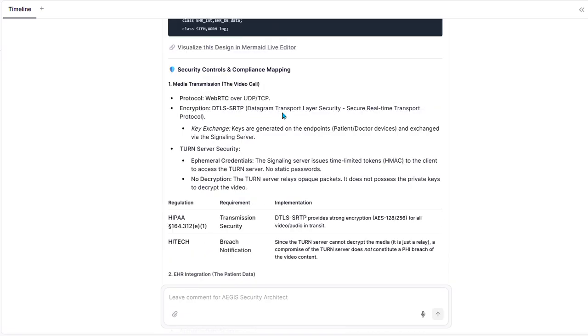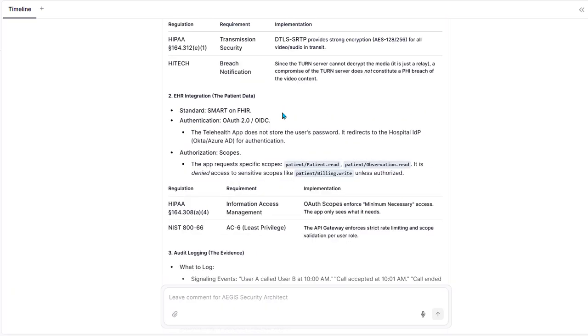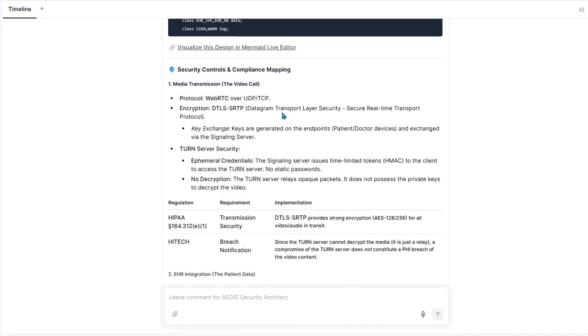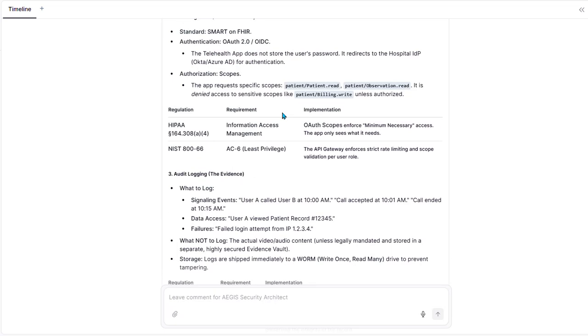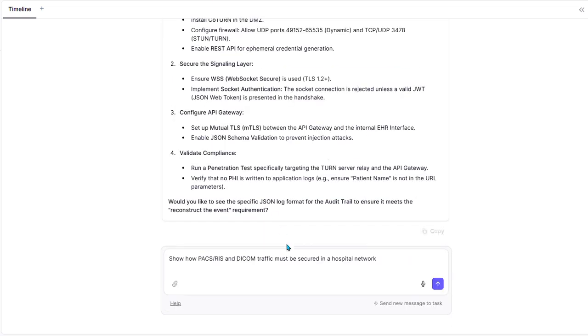So we have seen the design, and we have seen what was produced for us to see. So we are good to go, and we can move to the next question. Our next question in this regard will be asking to show how the PACS, RIS, and the DICOM traffic must be secured in the hospital network.